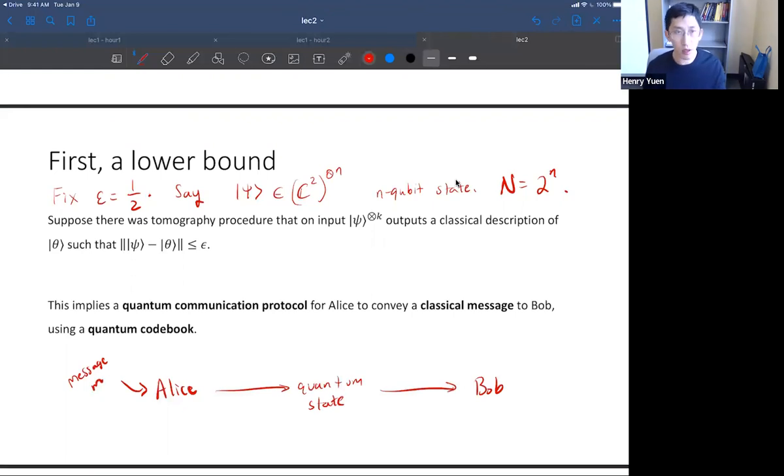And Bob will perform some tomography on this quantum state to get a classical description. Essentially, Alice is going to embed this message M into this quantum state. So when Bob gets this classical description, he can recover what the message is.